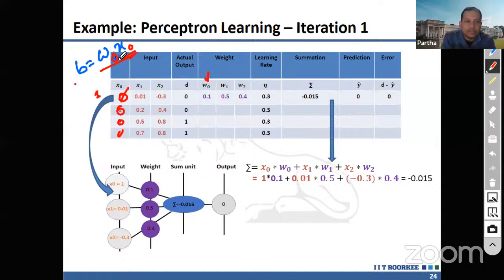If you are considering W0 X0 as -1, then your calculation will be different, but it will also work. So if you consider this X0 as -1 instead of +1, then also it will work.